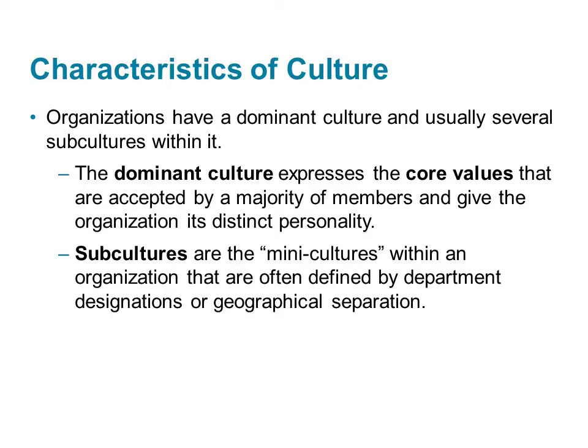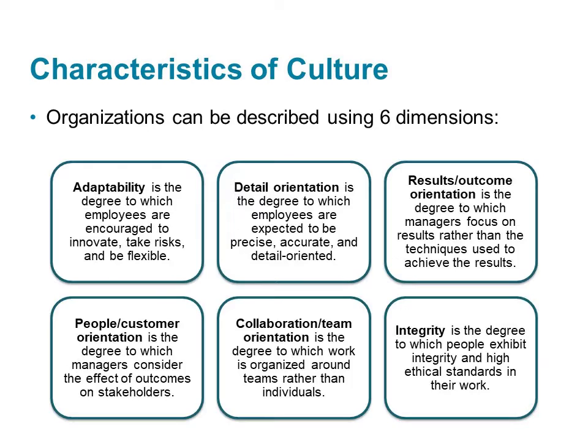It's important for managers to understand both the broader culture and each one of the subcultures. Sometimes the two conflict, which creates additional problems. What they're hoping for is alignment. An organization's dominant culture and its subcultures can be described using the 6 characteristics you see here. Each one of these characteristics exists on a continuum from low to high. A company can score anywhere on that continuum.